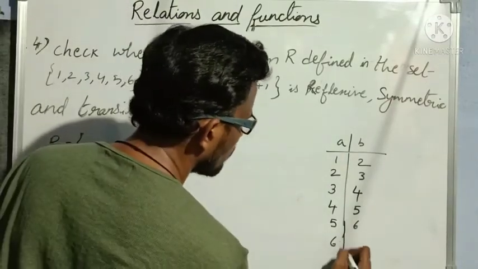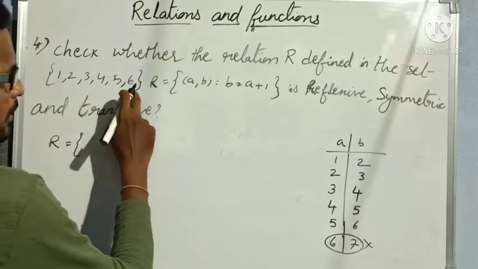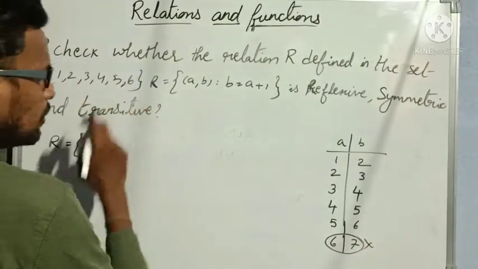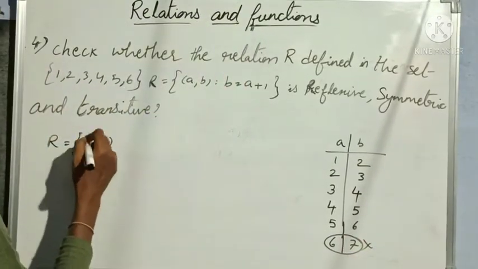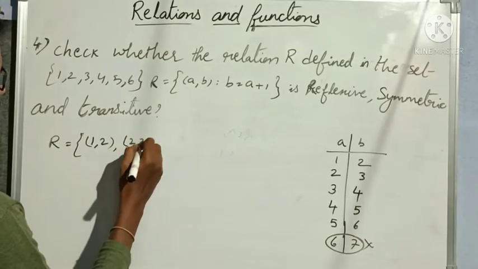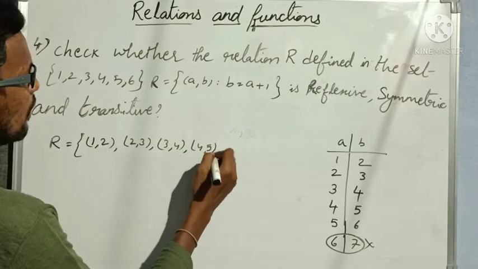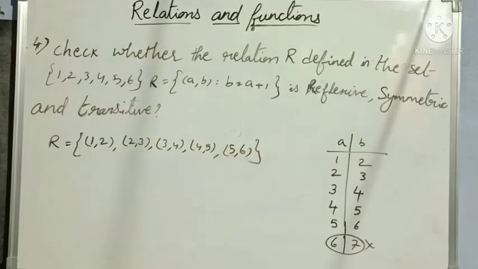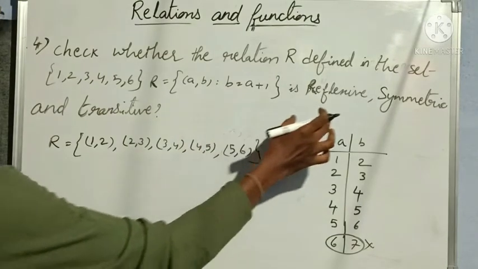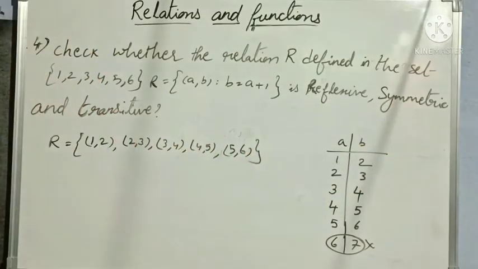But 6, 7, can I take like this? No. Why? Because elements of R should be from 1 to 6 only. So these are our ordered pairs: 1 comma 2, 2 comma 3, 3 comma 4, 4 comma 5 and 5 comma 6. Okay. So now let us see whether this relation is reflexive, symmetric and transitive or not.